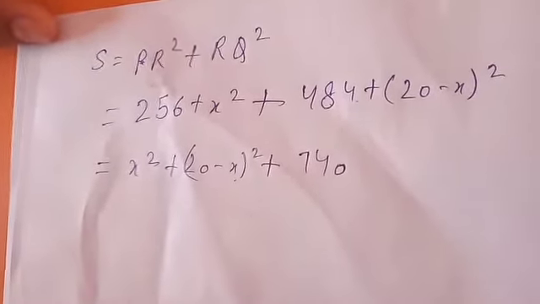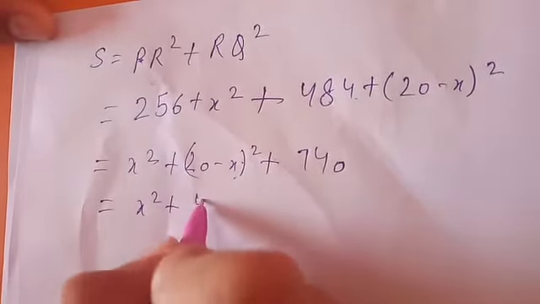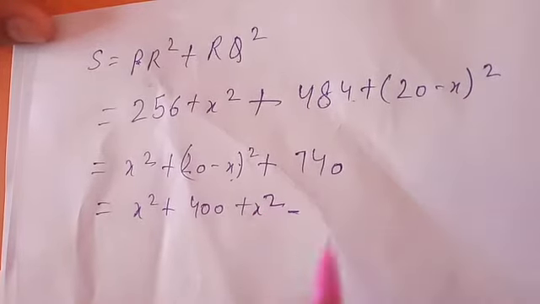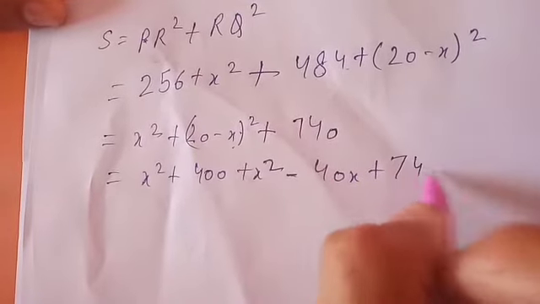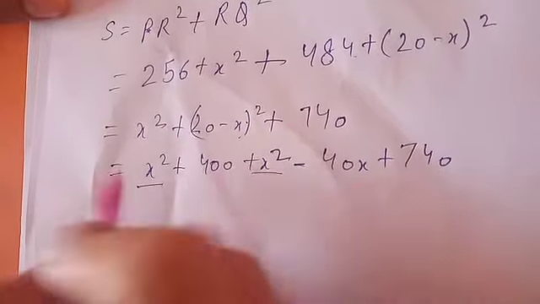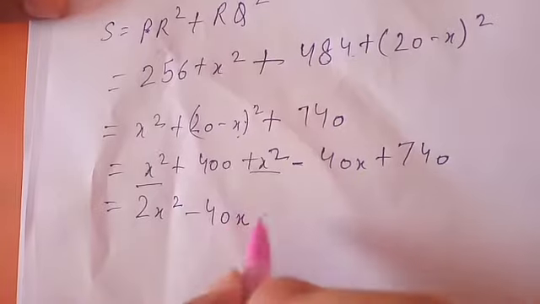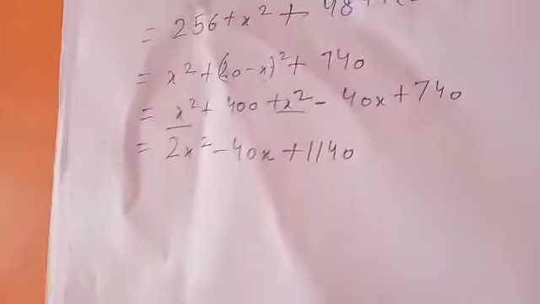Or also we can solve, open it, we will get x square plus square of 20 will be 400 plus x square minus 40x plus 740. So we get at last x square plus x square, 2x square minus 40x plus 1140. It is our sum.